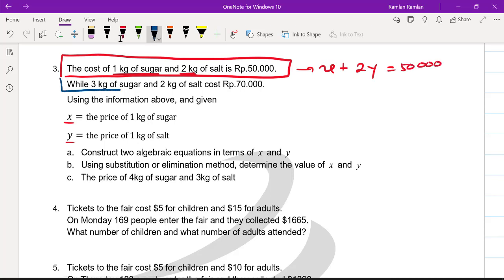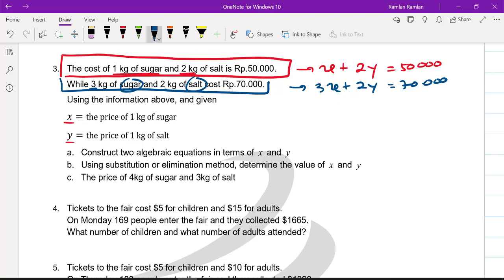The second equation, the same thing like we did, right? So the sugar is the x and the salt is the y. So we can say that this is 3 and this is 2. So it's just 3x plus 2y equals 70,000. Right? Pretty easy.